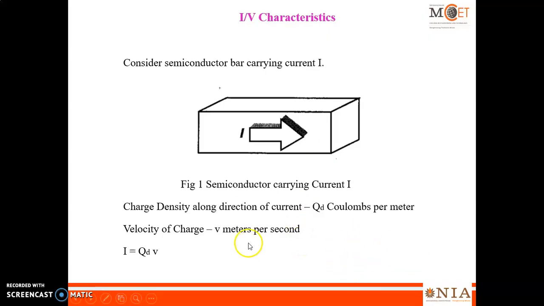Let us assume that the charge density is equal to QD and the velocity of the charge is given by V meters per second. So the current I is equal to QD multiplied by V, charge density multiplied by the velocity of the charge.